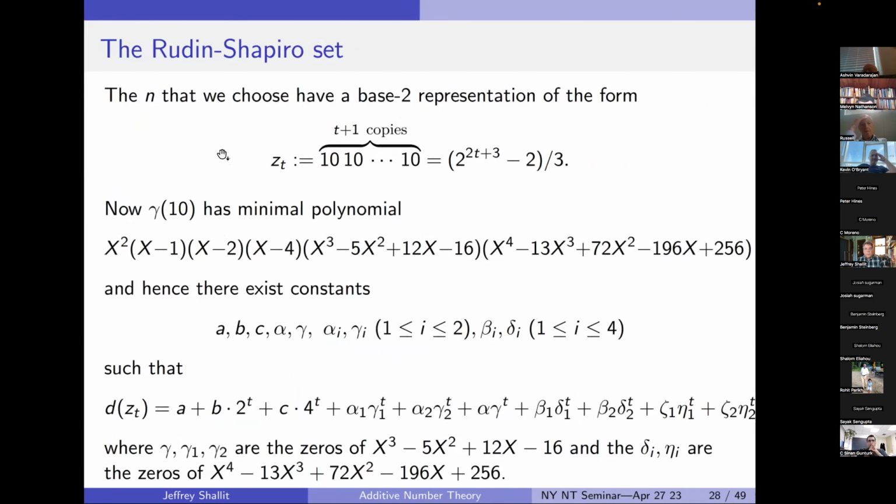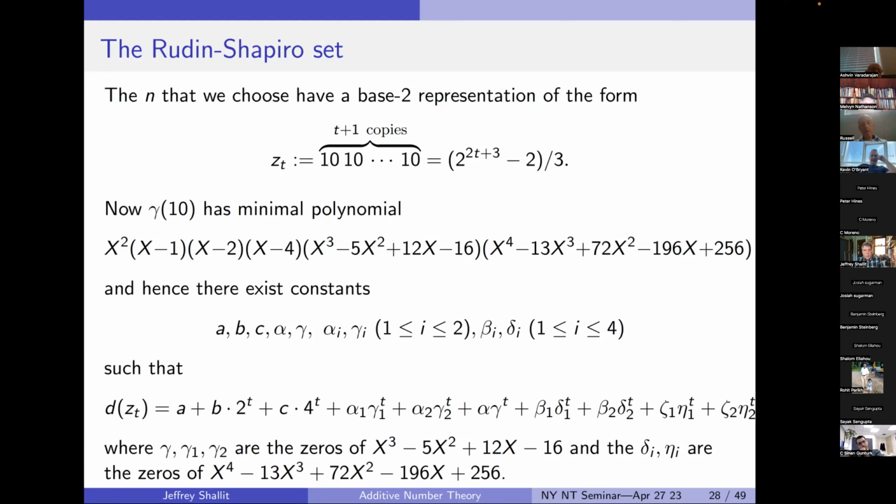Okay, so for this particular problem, we're interested in this r_3(n). So the number of representations is a sum of three things from the Rudin-Shapiro set. The particular numbers that we need to look at look like z_t, which is just t plus one copies of "10" in base 2. So it's this number, the integer (2^(t+3) - 2)/3. So now if we compute the minimal polynomial of gamma of "10", here it is. It's this big polynomial.